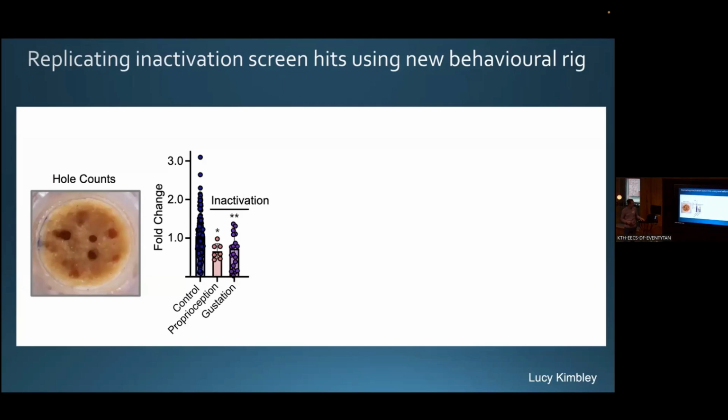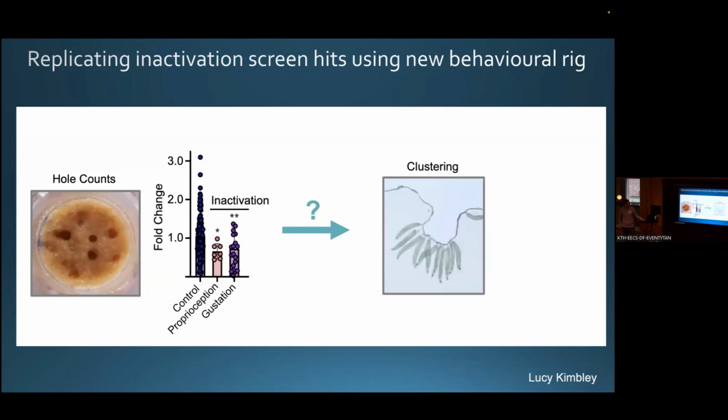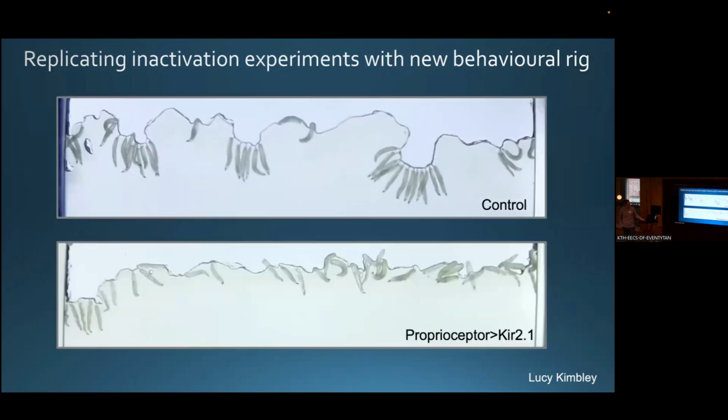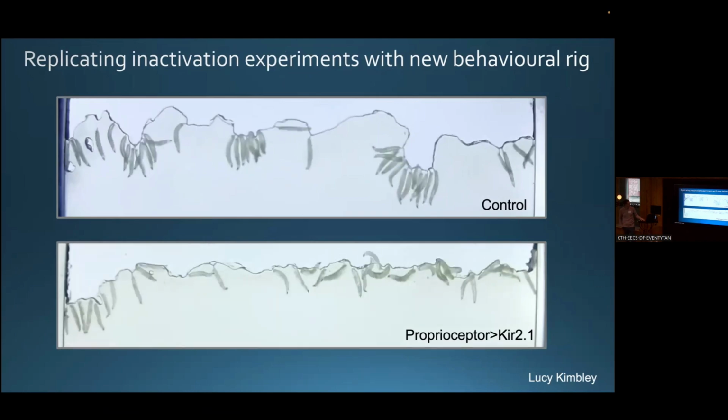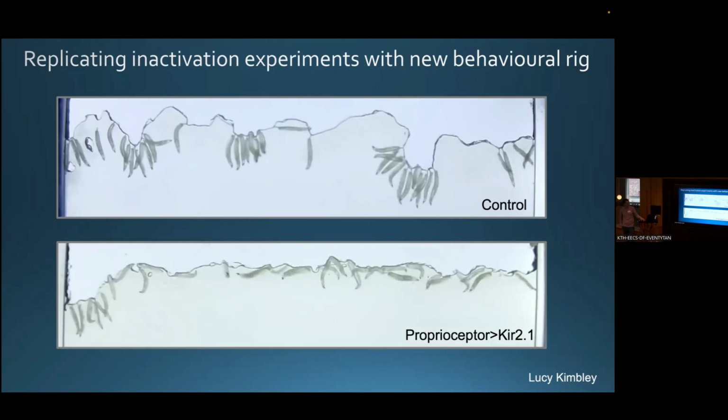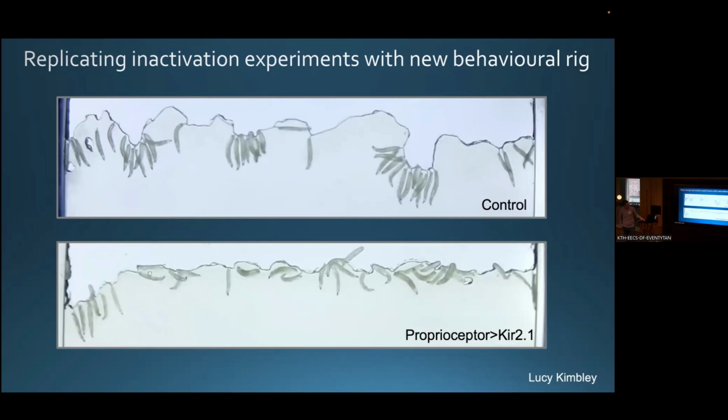Okay, great. And just as an example of what we've been doing with this, we're taking these inactivation hits from our hole count screen, and then we had this question of, okay, when we actually see a decrease in the holes, is it actually affecting this clustering behavior where we see the animals? And so this is an example of that. This is just a control experiment. And here is the inactivation of the proprioceptors in the animals. And you can see it has quite a striking effect on them.